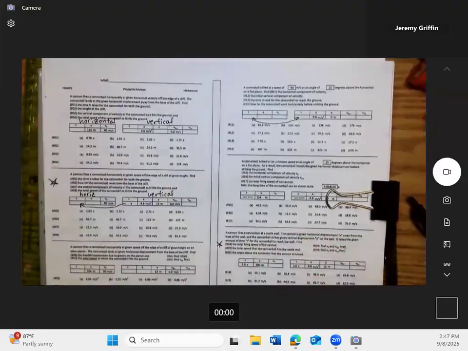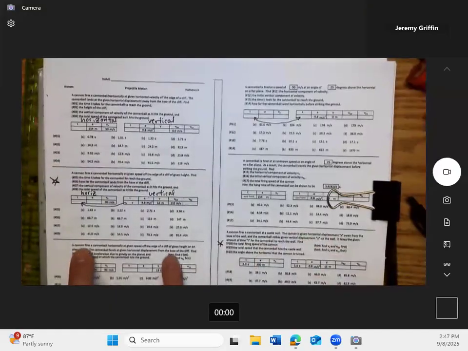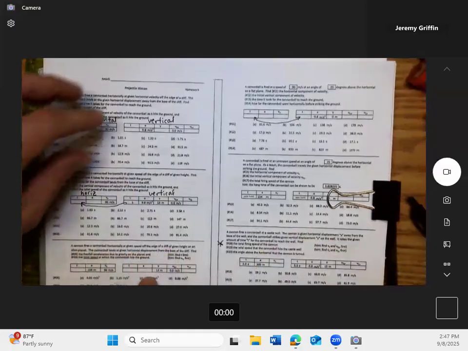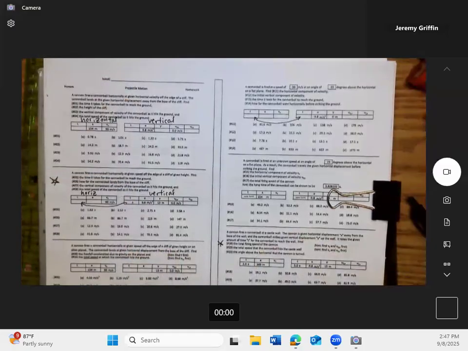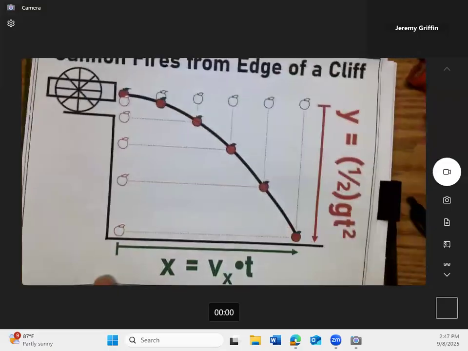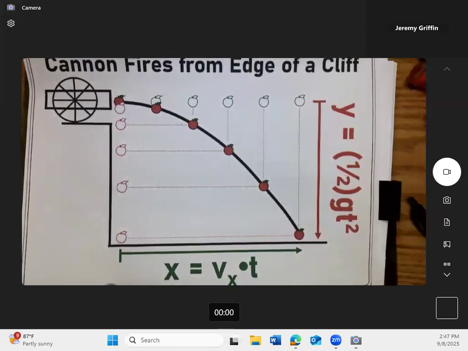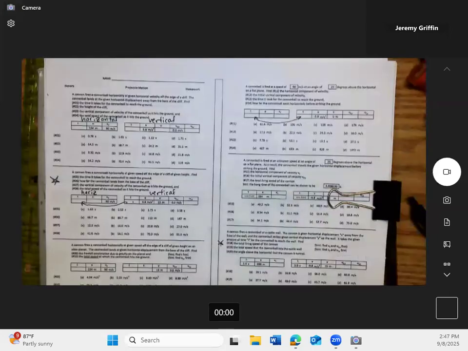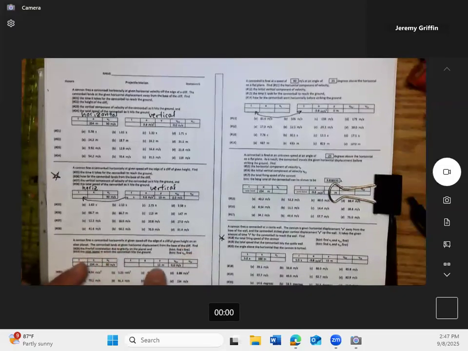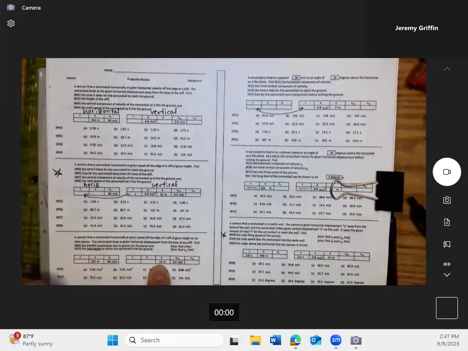How about this one on the bottom left? Say a cannon fires a cannonball horizontally at a given speed off the edge of a cliff. Oh, by the way, these three on the left side, you guys remember, this picture applies to the three left side scenarios: cannon on a cliff, fired horizontally. So you can use that as the picture. That's what we got right here: a given height on an alien planet. So I have a cliff height right here.